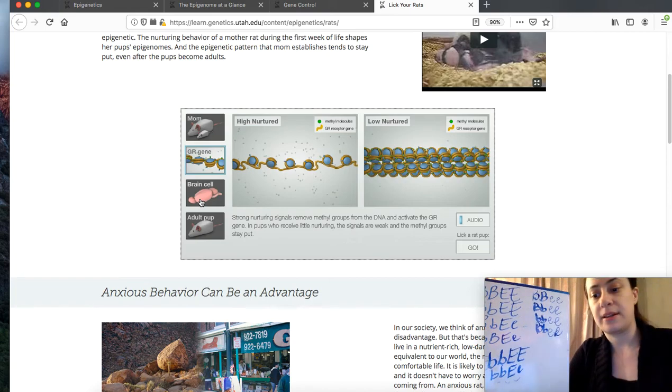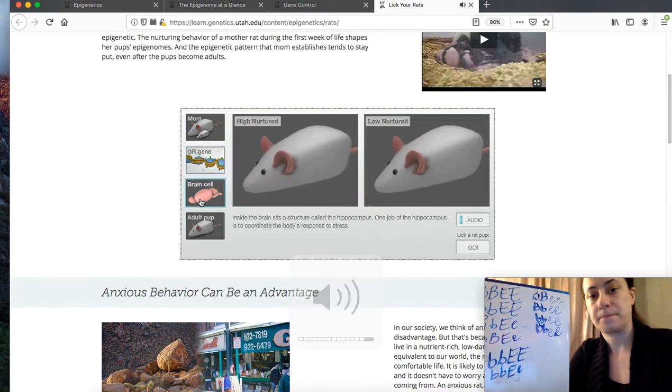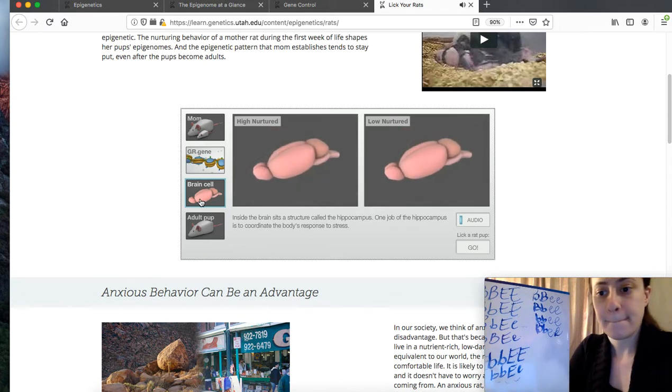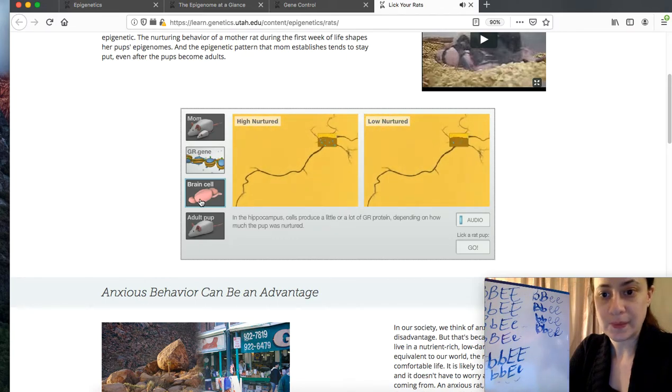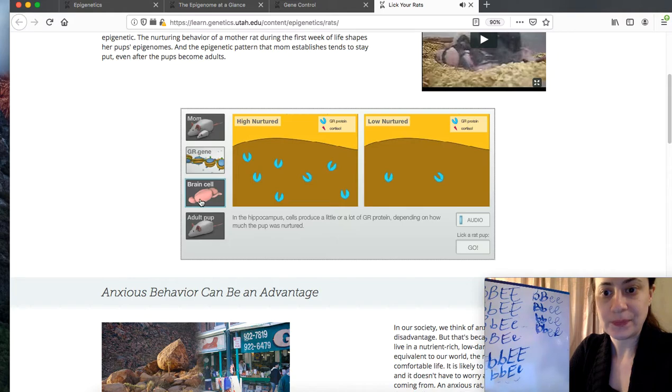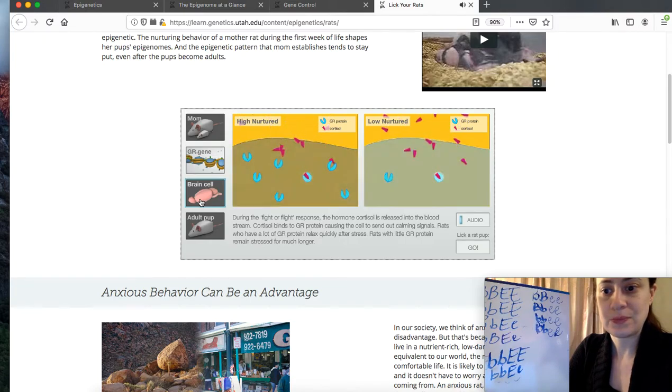Now, what goes on in the brain cells? Inside the brain sits a structure called the hippocampus. One job of the hippocampus is to coordinate the body's response to stress. In the hippocampus, cells produce a little or a lot of GR protein, depending on how much the pup was nurtured. During the fight or flight response, the hormone cortisol is released into the bloodstream. Cortisol binds to GR protein, causing the cell to send out calming signals. Rats who have a lot of GR protein relax quickly after stress. Rats with little GR protein remain stressed for much longer.